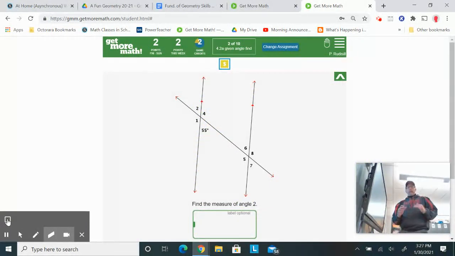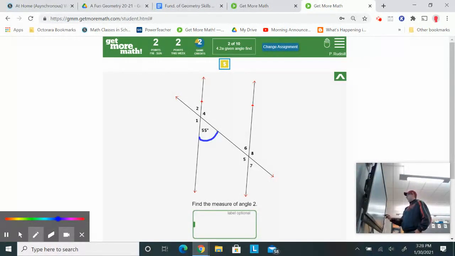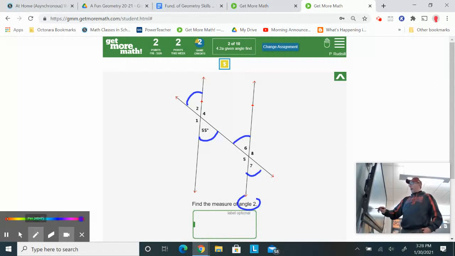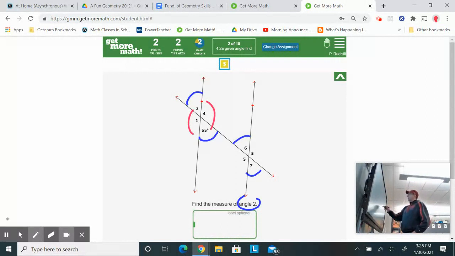It doesn't matter which pairs. For example, when I go to look at this angle here, I know this is 55 degrees. I'm looking for the measure of angle 2. Angle 2 is over here. They're vertical angles. Remember that 6 and 7 would be vertical angles. And if we looked at angle 1, angle 4, those would be vertical angles. And so would angle 5 and angle 8.